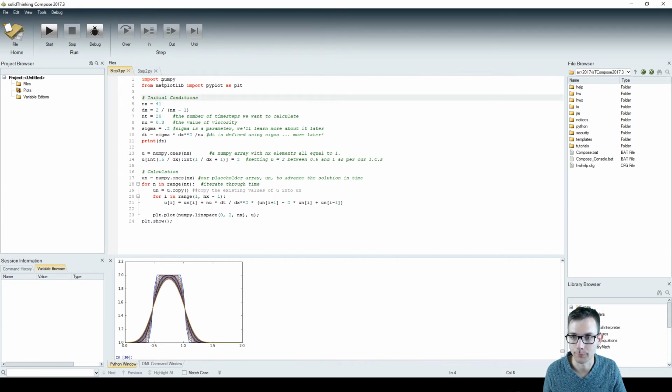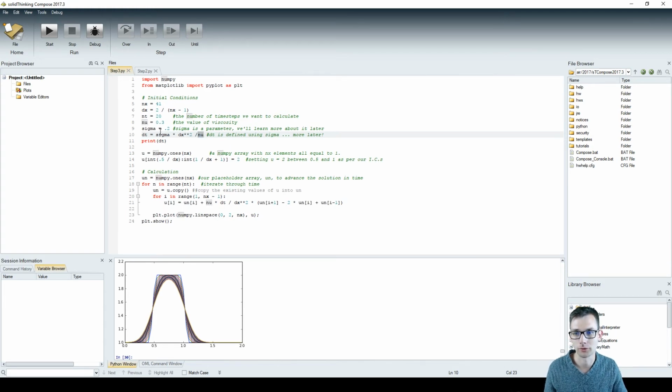We have the initial conditions, so we have the same code like in step 1 or step 2. In this case, we have the sigma parameter, which is used to link both the time increment dt and the space increment dx. So in this case, we have quadratic dependence on dx, so dt equals sigma times dx squared divided by nu.